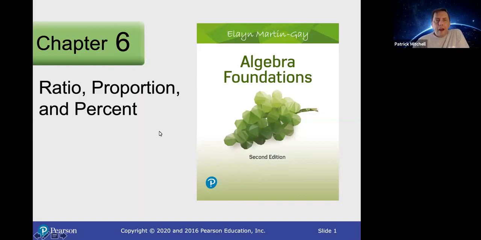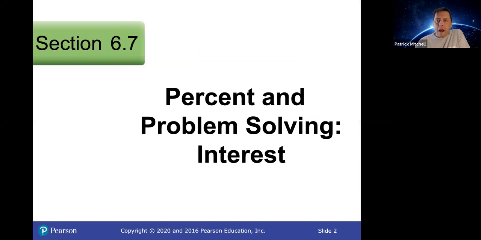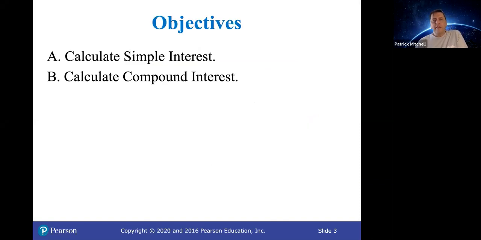We are wrapping up Chapter 6 today on ratio, proportion, and percent by looking at percent and problem-solving interest. The objectives in this section are to calculate simple interest and compound interest.